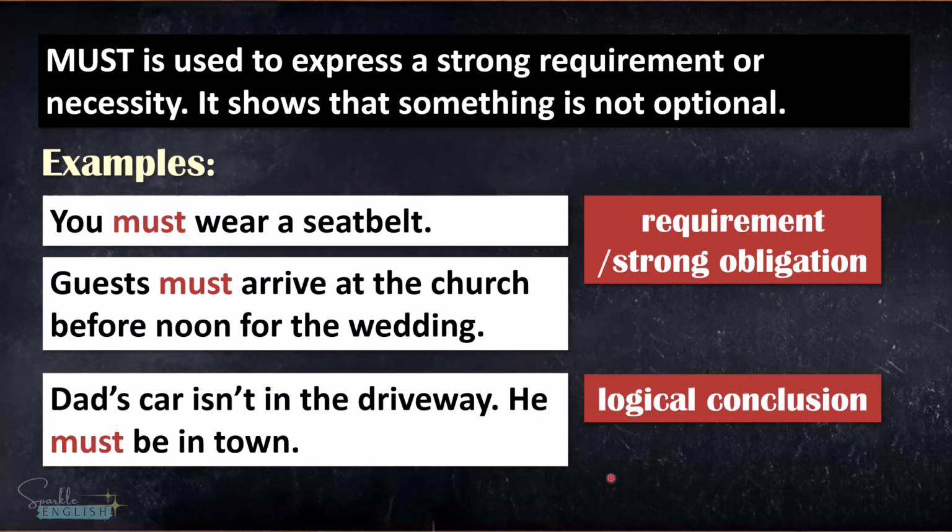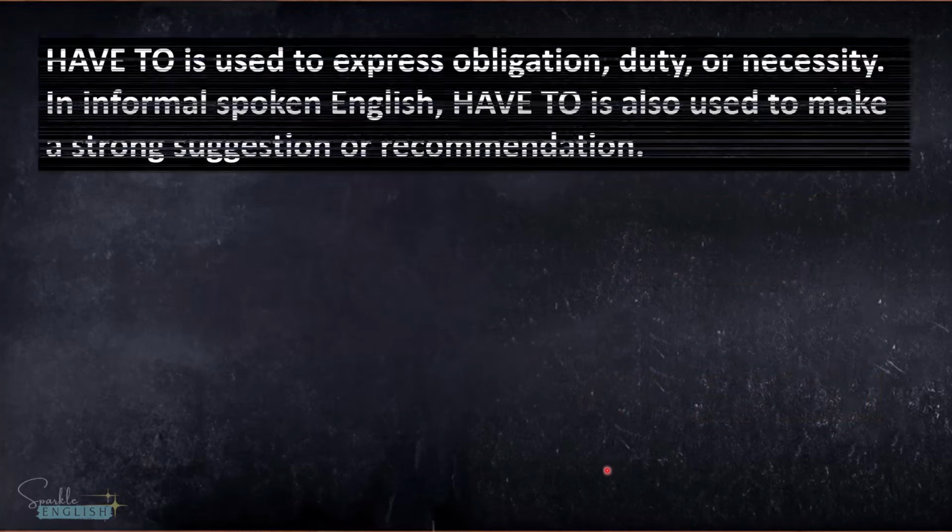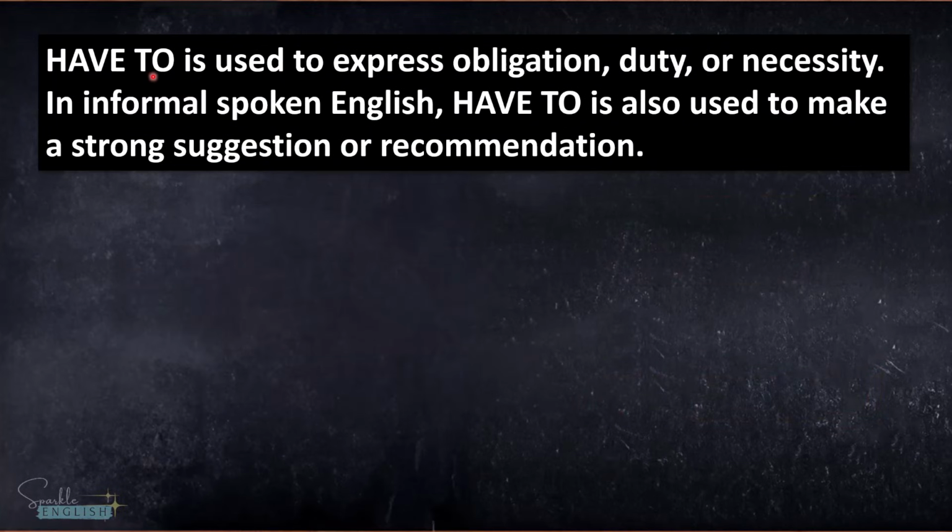So now let's go on to a semi-modal verb, which is have to. So have to isn't a true modal verb. It's a semi-modal. And we use it to express obligation, duty, or necessity. In informal spoken English, have to is also used to make a strong suggestion or recommendation. So I'm going to explain how this is different from a modal verb, but let's first look at some examples.